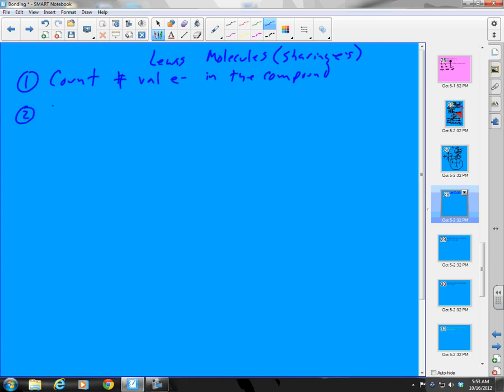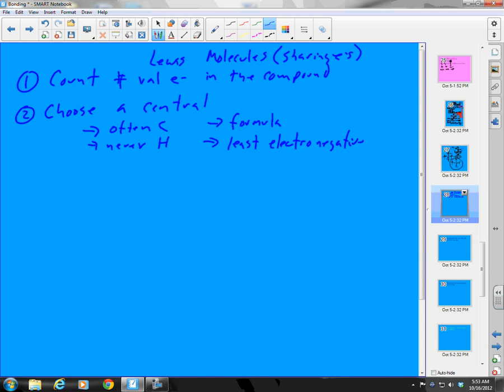And then 2, we want to choose a central atom. And we had some hints on choosing a central atom. We said, quite often it is carbon, it is never hydrogen. We might get a hint by looking at the formula. Quite often the formula tells us how things are bonded. And quite often it is the least electronegative atom, right? But these are all hints, little tips for helping us. We also said sometimes we choose it based on symmetry, if it makes it symmetric.